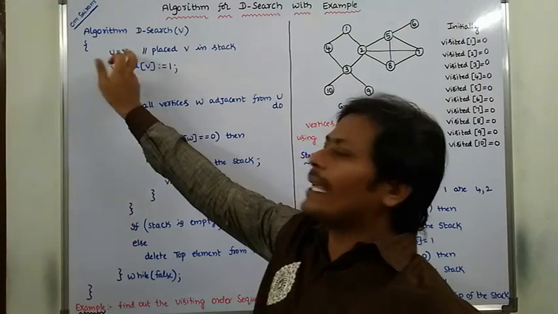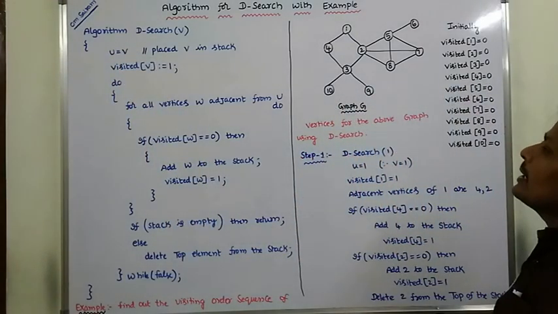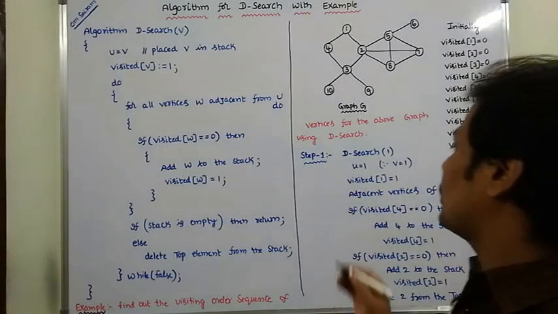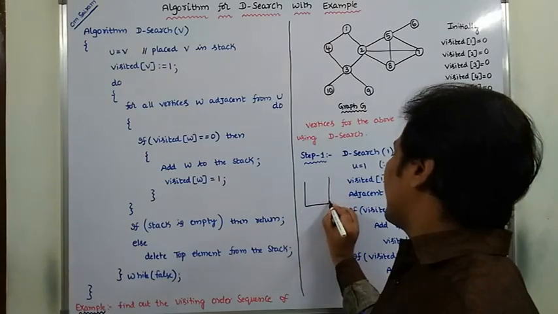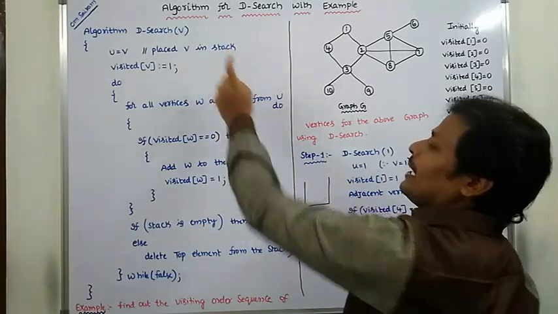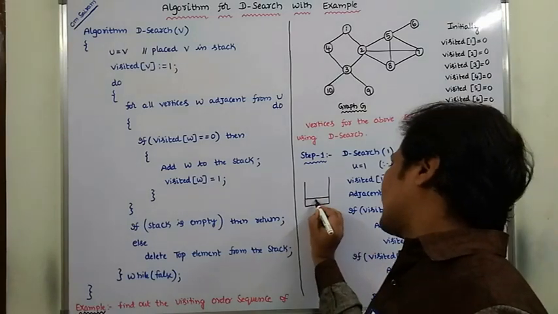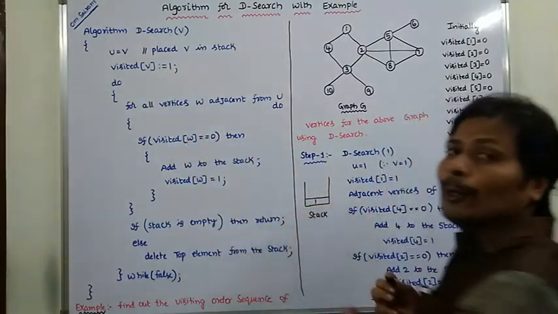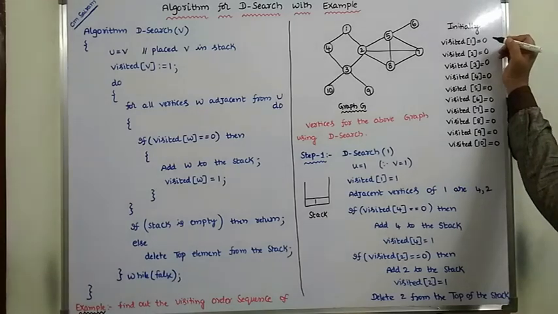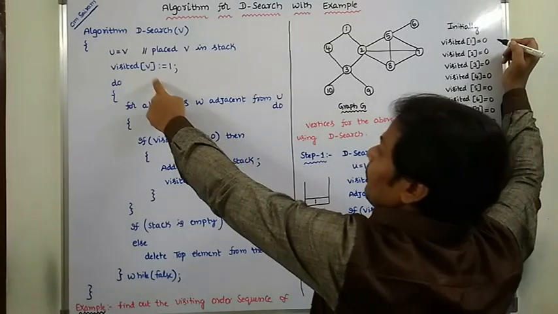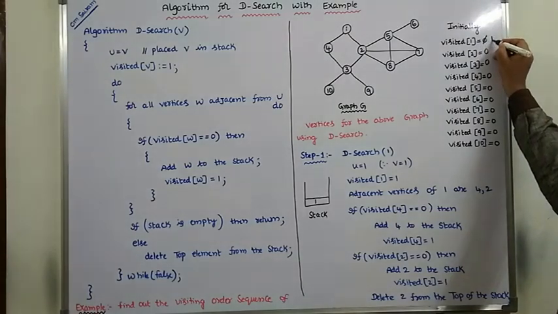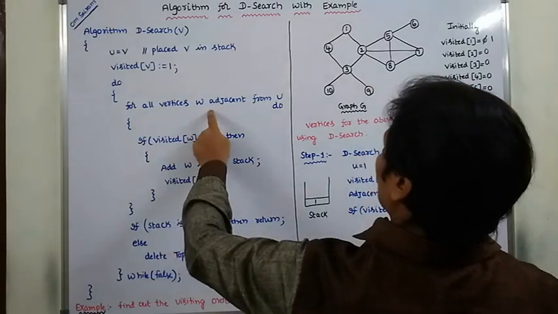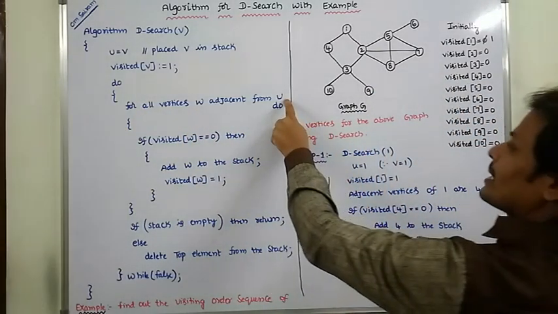Brace begin. U is equal to V. That means vertex 1 is assigned to U. So now U is equal to 1 and V is equal to 1. Now the V value is inserted into the stack. Place V into the stack. So now the stack contains vertex 1. Now visited of V is equal to 1. Previously visited of 1 was equal to 0, so now visited of 1 is 1. Now do brace begin, for all vertices W adjacent from U. Here U is equal to 1.